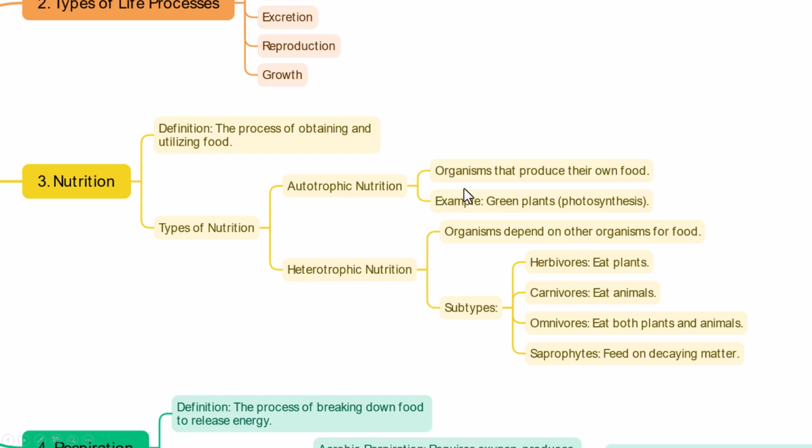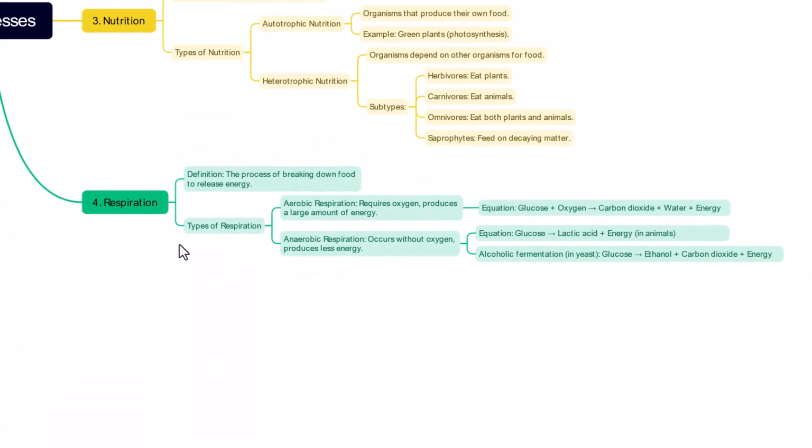We have included the example that organisms that produce their own food, that is the autotrophic nutrition. Most common example is green plants. It is also followed by organism plankton, as you all know, and then there is heterotrophic nutrition. The subtypes are herbivores, carnivores, omnivores, saprophytes. Okay, then there is respiration.